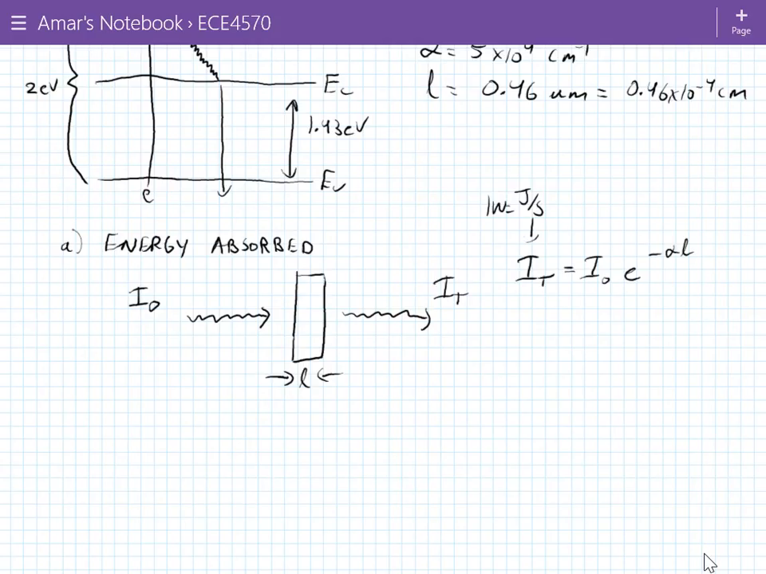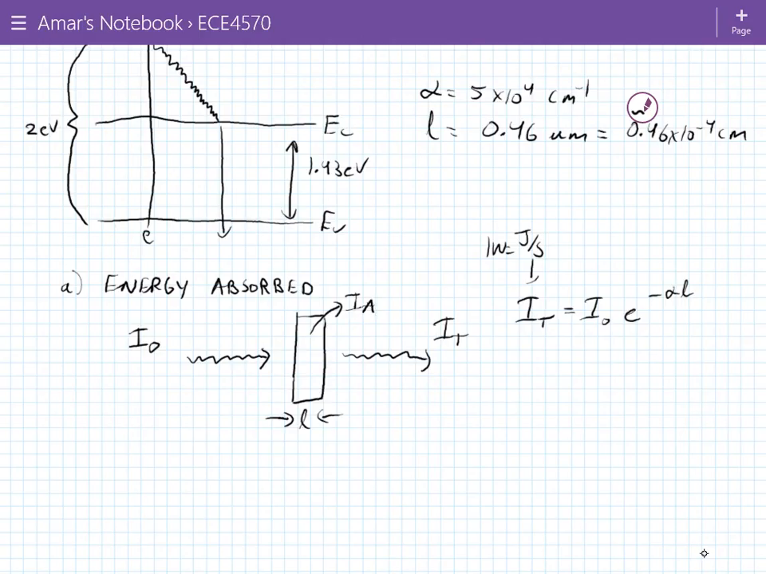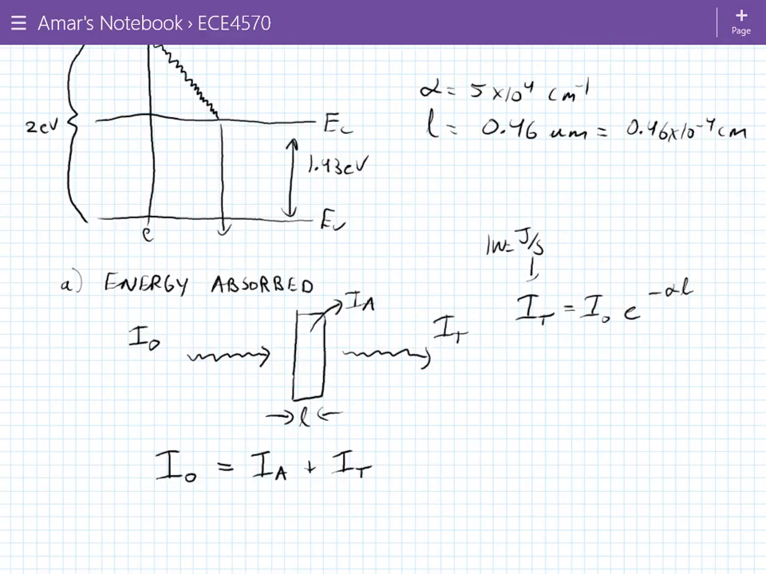All right, so is everyone with me so far? There's some amount of light that is absorbed here, so we'll call that IA. Now, conservation of energy says that I0, the amount of power going into the system, is equal to the power absorbed plus the power transmitted. Energy in is equal to energy out. So that's how we're going to figure that out. We know what I0 is. We just need to figure out IT, and then from there we can figure out IA.